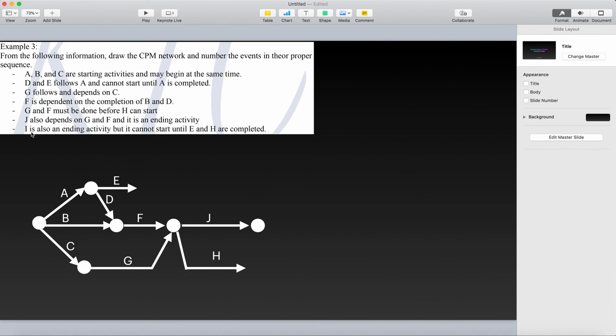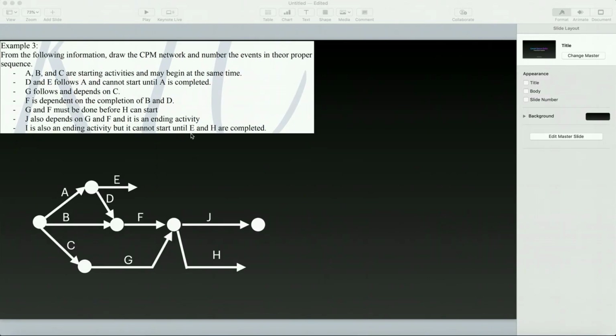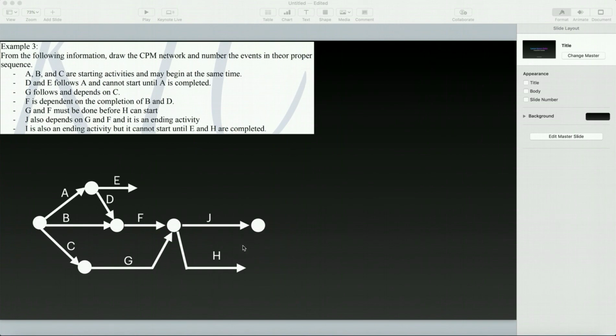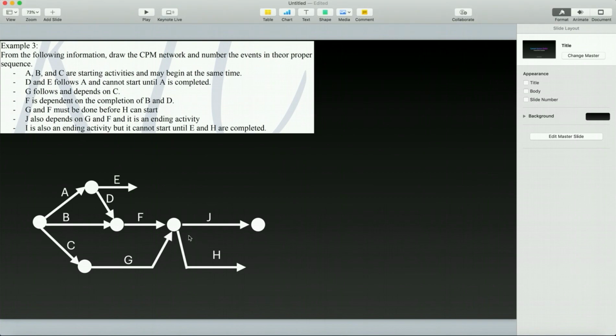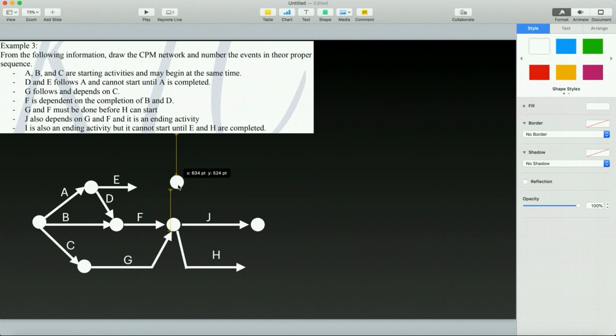Then I is also an ending activity but cannot start until E and H are completed. So, mali itong part na ito. Bakit? According here, E and H are completed. So, E and H would meet. So, what I'm going to do is to transfer H here at the top. Okay? So, I'll place another node here. Ayan, I'll place another node there.